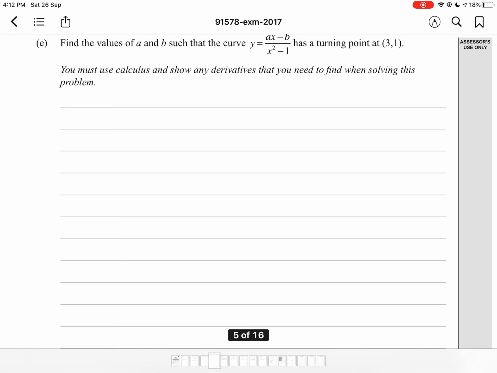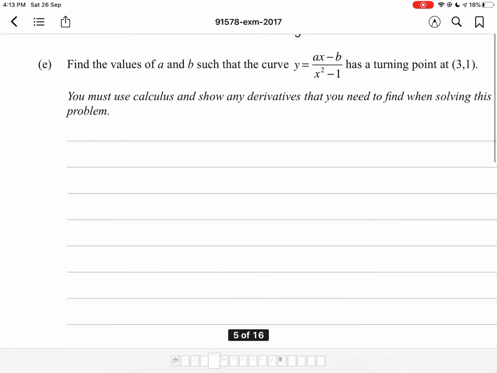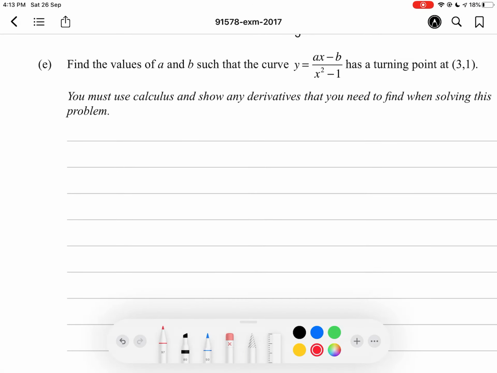So therefore, we know that dy over dx equals 0 when x equals 3. And because we know that it passes through the point (3, 1), when y equals 1, x equals 3. So first things first, we can get our first equation straight away by substituting the point (3, 1) into our curve.